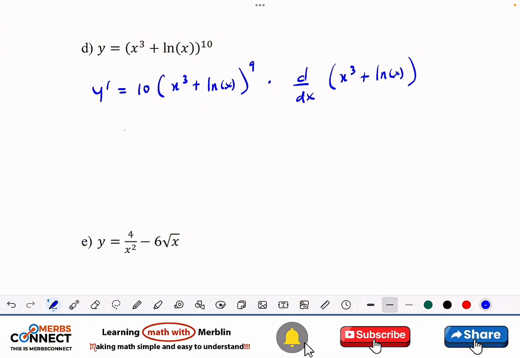So I'm going to have 10 times x to the power 3 plus ln x to the power 9 times, and when I differentiate x to the power 3, I have 3x squared, plus, when I differentiate a ln function, I get 1 divided by x. I can leave my answer in this form. I don't want any trouble, so I'm not going to simplify anything. I just leave my final results here.